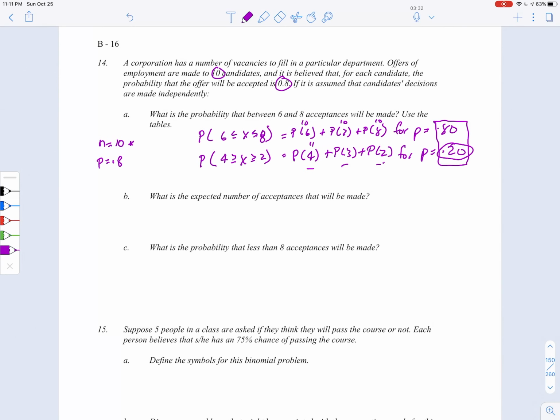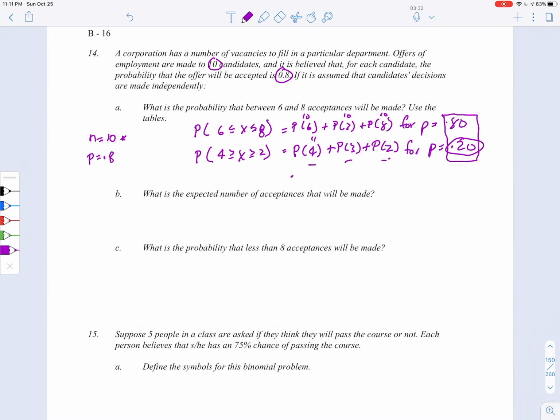And so the P of 4 was 0.0881 from the table. And then for 3 it was 0.2013. And then for 2 it was 0.3020. And that's equivalent to 6, 7, and 8 for a P of 0.8. And that comes to 0.5914. So 0.59, 59%.